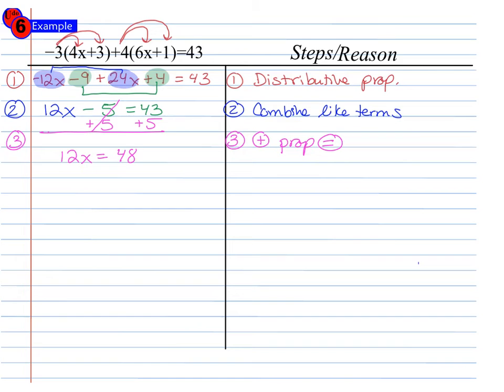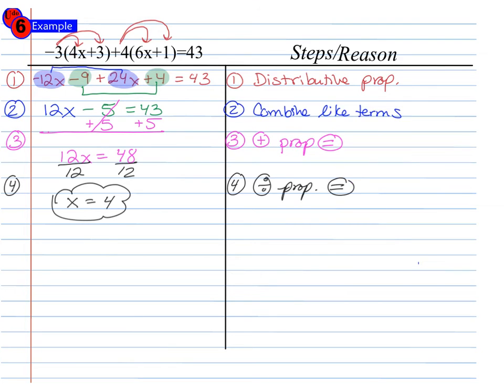And step 4, I'm going to divide both sides by 12, and I'm going to get that x is equal to 4. Which means my last justification or reason would be the division property of equality because I divided both sides by 12.